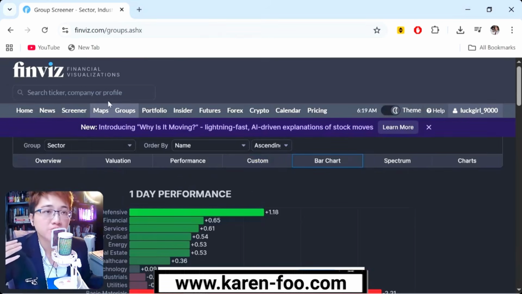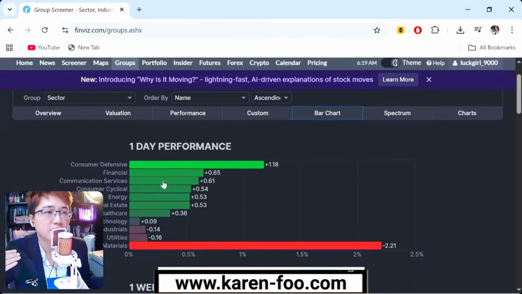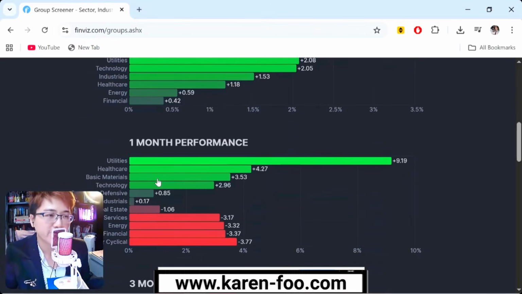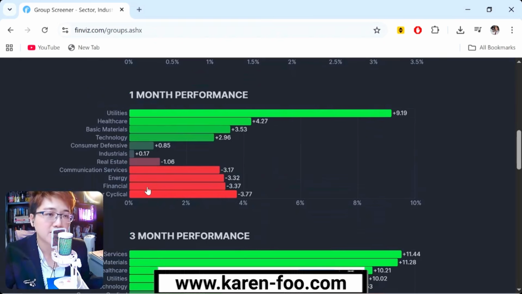You can go to groups over here, and then you can see which are the best performing stocks based on 1 day performance, 1 week performance, 1 month performance. You don't want to buy stocks that are doing badly at the bottom, especially if you're holding for a couple of weeks. So it depends on your time frame.